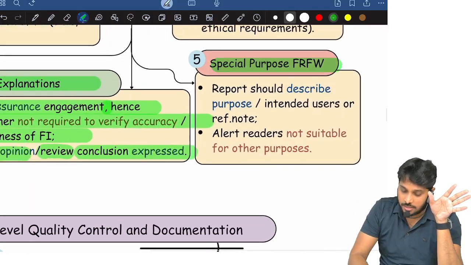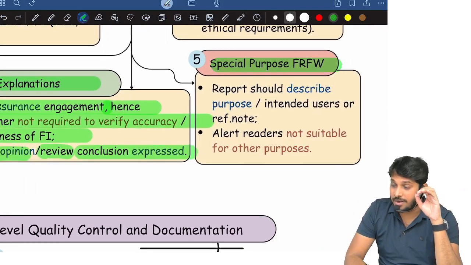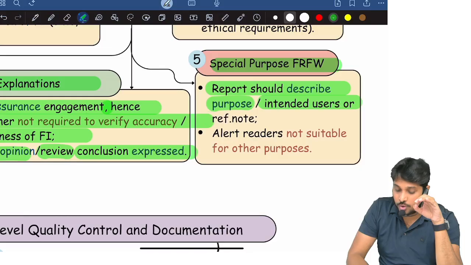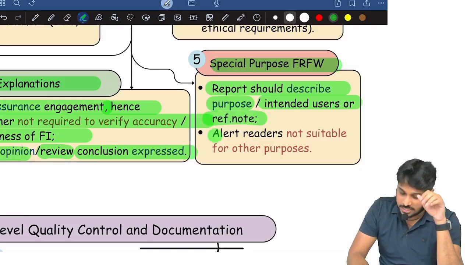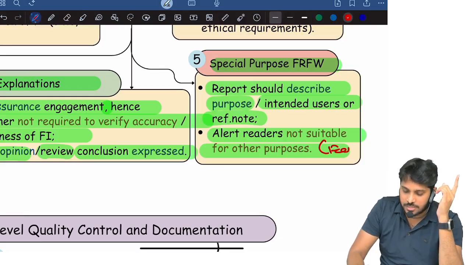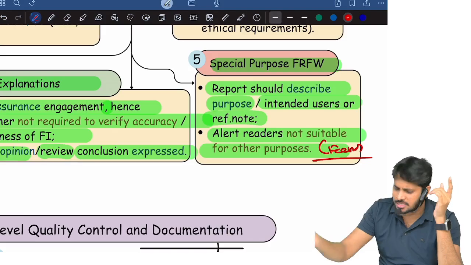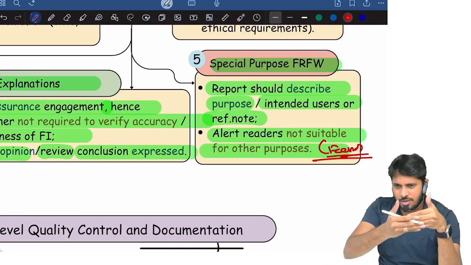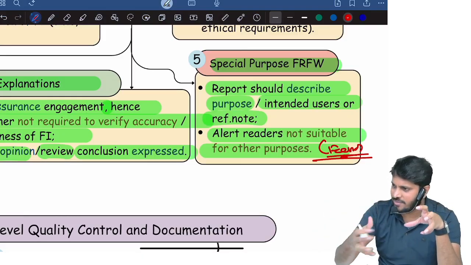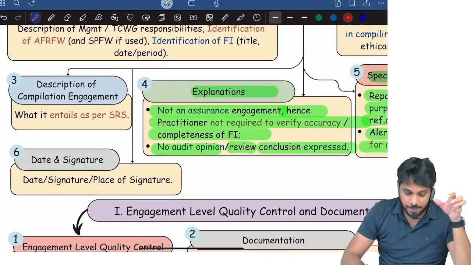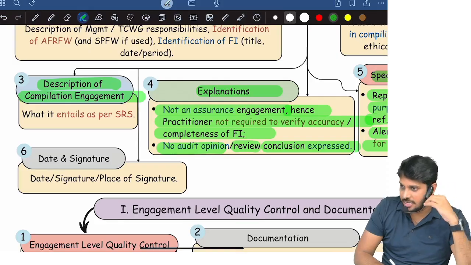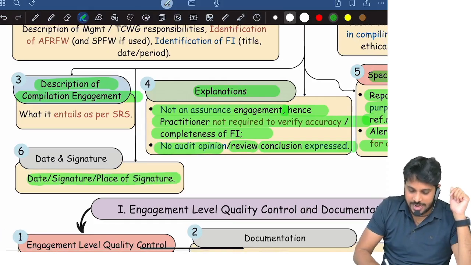And further, if the compiled information is prepared on a special purpose framework, the report should describe the purpose and who the intended users are. Next, alert readers that it is not meant for some other purpose through an emphasis of matter paragraph. So we will alert the readers. Maybe we may use the heading alert para, or restricted for distribution, some heading, and then highlight. Next, description of the compilation engagement. What exactly the engagement is, you need to describe, and date and signature.